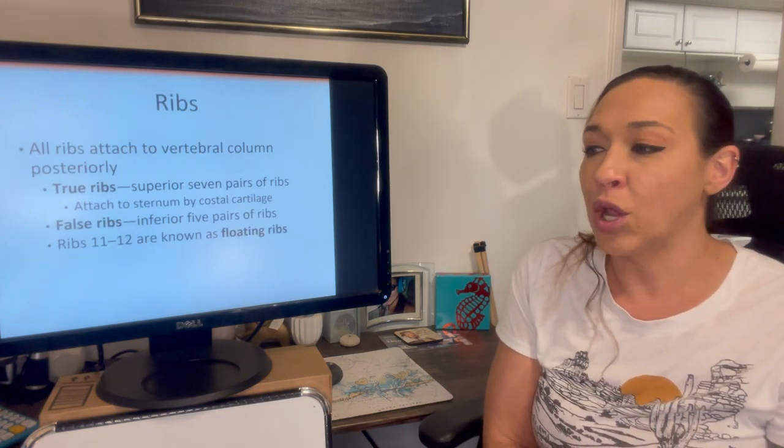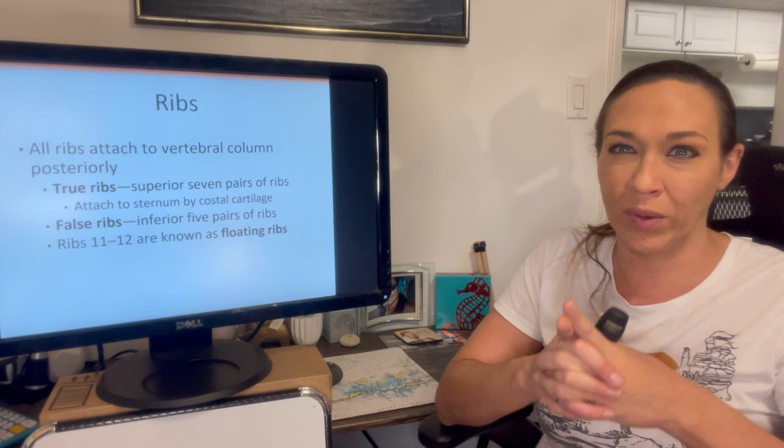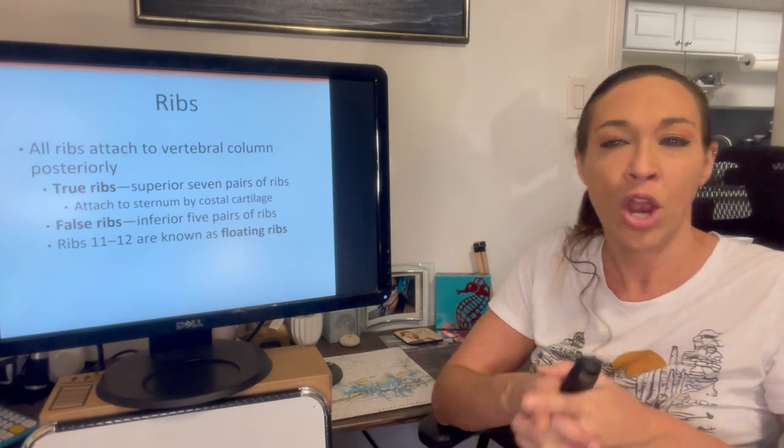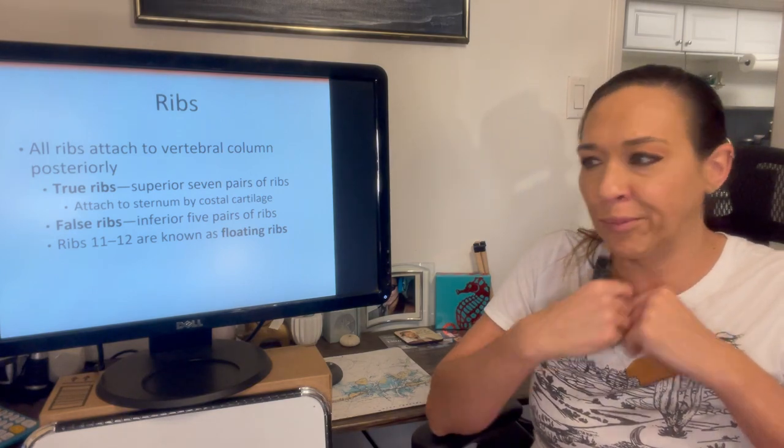Okay, so our true ribs, again, we have 7 pairs of true ribs. We have 12 pairs of total ribs, right? 2 floating ribs, the 11th and the 12th, which we did talk about.